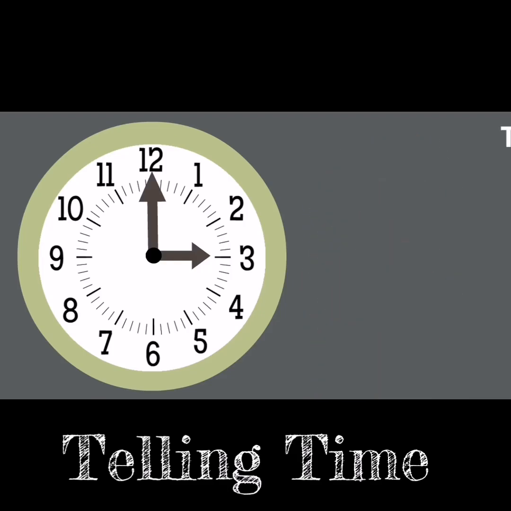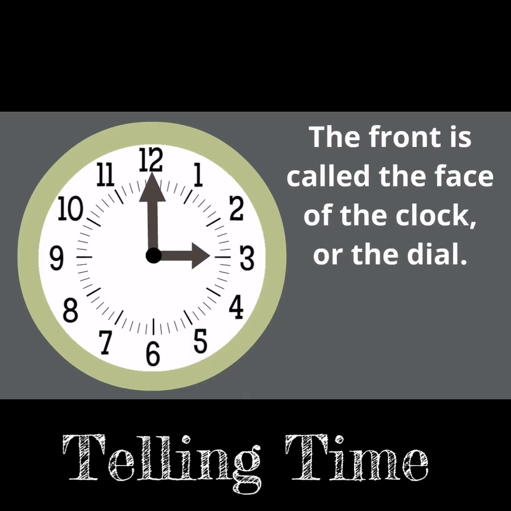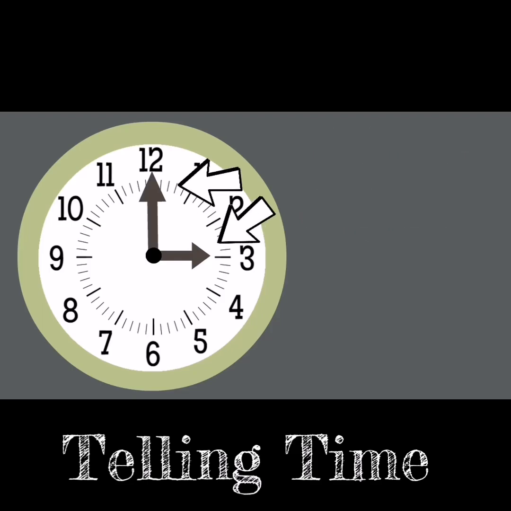The front is called the face of the clock, or the dial. Just like you have a face, an analog clock has a face. That's right. The face includes the numbers, the parts that spin, and all the markings on the clock. The face, sometimes called the dial, has two main parts that point to the numbers and spin around. They are called hands. Isn't that interesting?